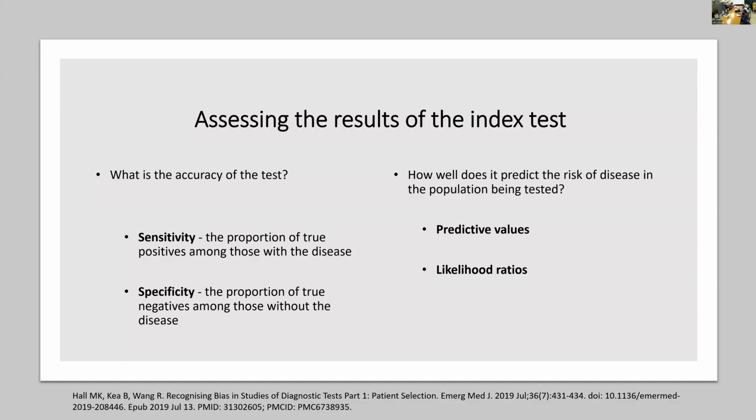The index test is basically the test for which we are assessing the performance in comparison to a reference standard. When we look at the results of an index test, there are two parameters. One is the accuracy of the test, that is the sensitivity and the specificity. The other parameter is how well it predicts the risk of a disease in the population being tested. For that, we use predictive values as well as likelihood ratios.